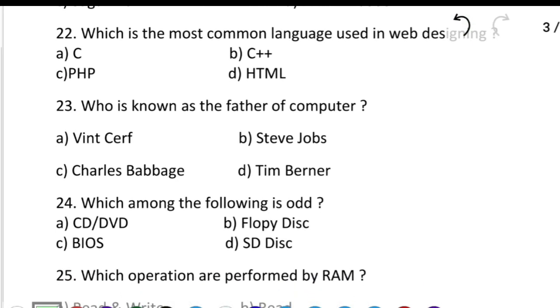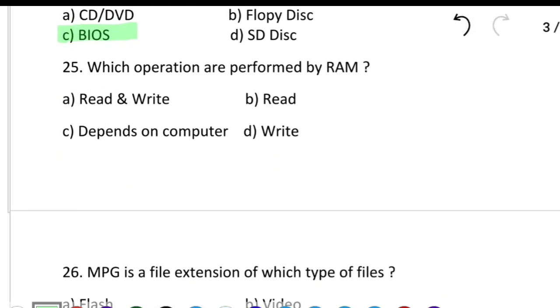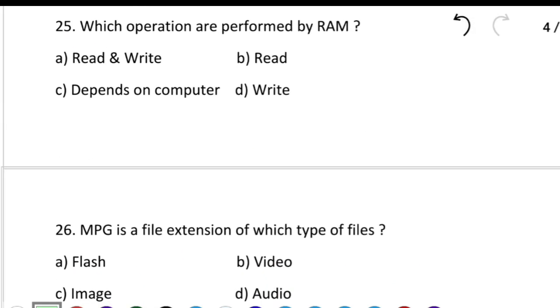Question number 22. Which is the most common language used in web designing? That is HTML. Option D. Question number 23. Who is known as the father of computer? Charles Babbage. Option C. Question number 24. Which among the following is odd? BIOS. Question number 25. Which operations are performed by RAM? Read and write. Option A.